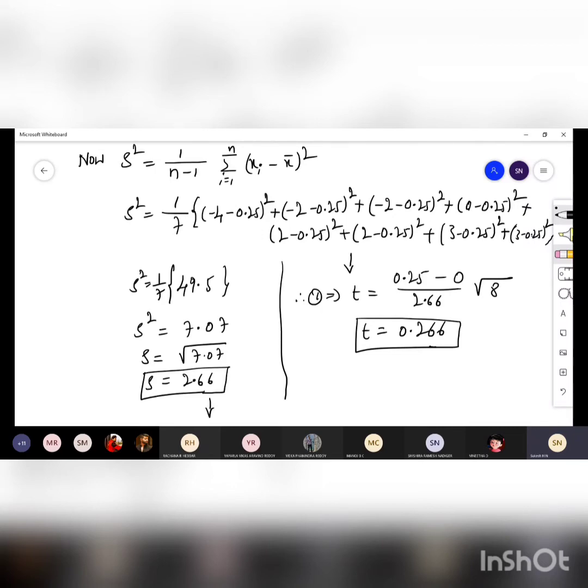For s, we need to go with the s square formula. S square is equal to 1 by n minus 1, sigma i equal to 1 to n, xi minus x bar whole square. Substitute there, you will get s square, then take the square root, for that you will get the value of s. Substitute that x bar, mu, s and n into the formula, that means equation 1, then you will get the final value of t. So you will get one 10 mark problem on this method for your third internal assessment. Of course, if you have an offline examination, 100% you will get one problem on this method also.